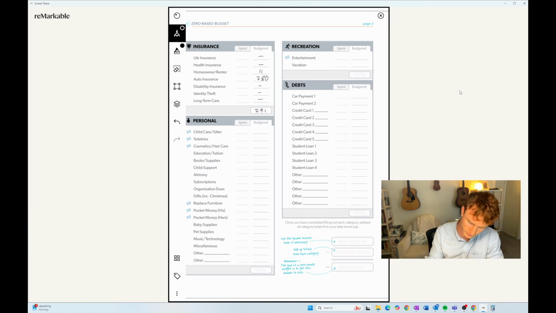Personal, we've got childcare sitter, we got nothing there. Toiletries, maybe $30 for shampoo or toothbrush, toothpaste, whatever. Cosmetics and hair care. For the two of us, this probably would come out to like $50, because my hair doesn't need a whole lot of love, but Emily's does, and so that's usually a good monthly number that we've come to.